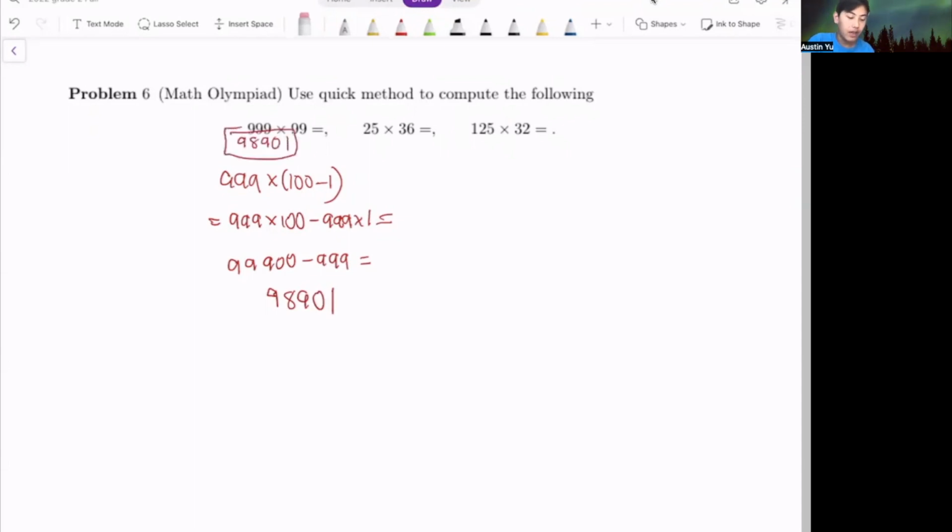Okay, 98,901, moving on. This time we are given 25 times 36. Well, for 25 times 36, we can do 25 times 4 times 9, because 36 is made up of 4 times 9. 25 times 4, easy, 100. And then 100 times 9 equals 900.